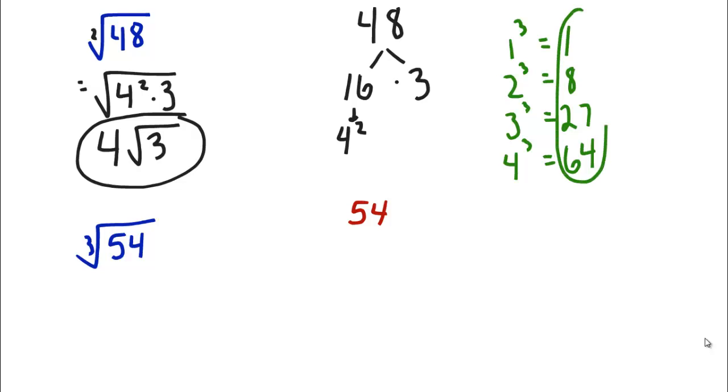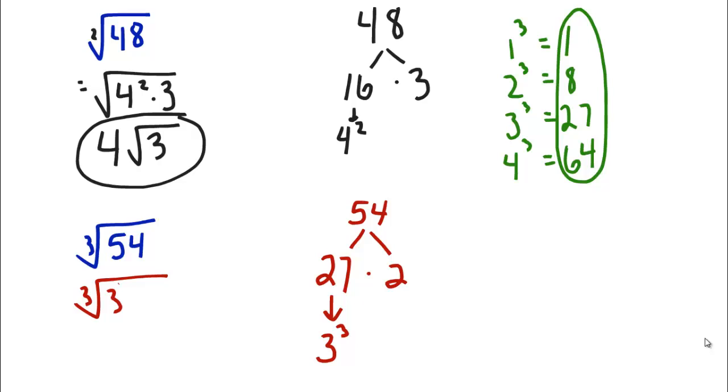These are perfect cubes, just like 1, 4, 9, 16, 25 are the perfect squares. You're probably pretty familiar with those already. So how could we break apart 54 into some perfect cubes? Actually, if I look at that list we just made, 27 is a factor of 54. 54 is 27 times 2. But 27 is 3 cubed. So I'm going to write the cube root of 54 as the cube root of 3 cubed times 2.